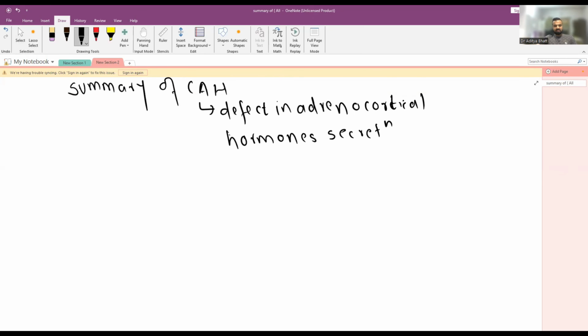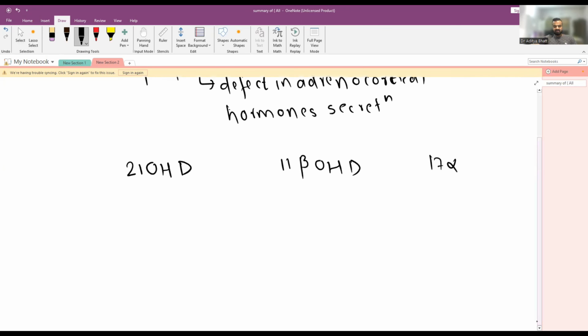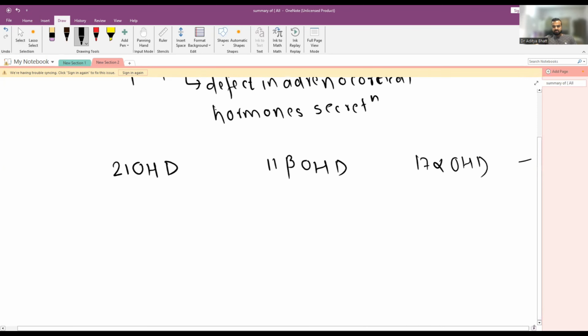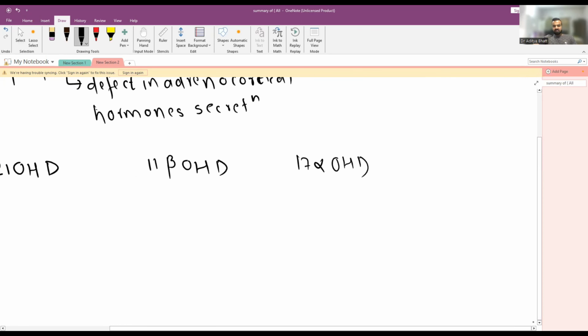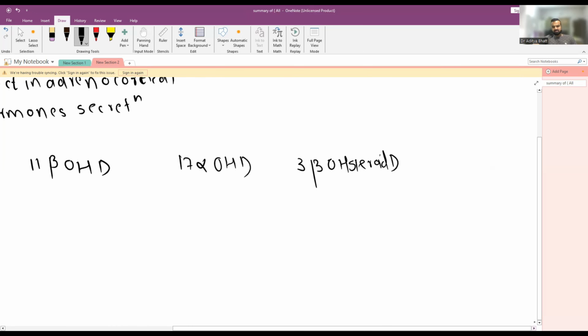So we will be discussing 21 hydroxylase deficiency, then 11 beta hydroxylase deficiency, 17 alpha hydroxylase deficiency, then 3 beta hydroxysteroid dehydrogenase deficiency, many call it 3 beta HSD, and last is lipoid CAH.